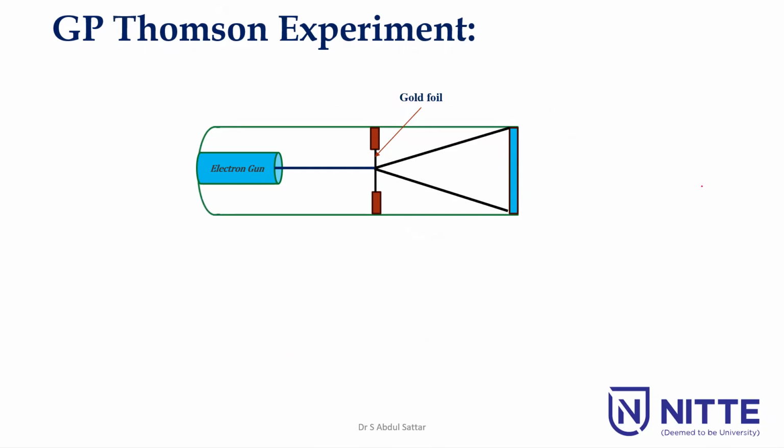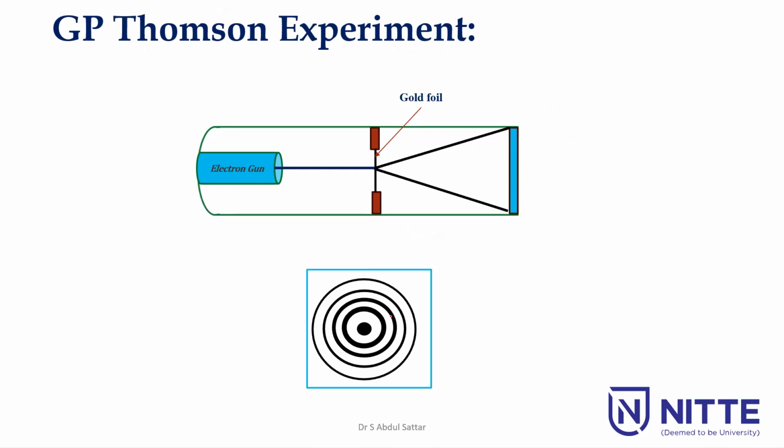Again, they observed a pattern of dark and bright concentric rings. This pattern is again a diffraction pattern. So a beam of electrons was focused on the gold foil, but the output is a diffraction pattern. We know diffraction is a phenomenon exhibited by waves only, not by particles. So G.P. Thomson also supported the de Broglie hypothesis.